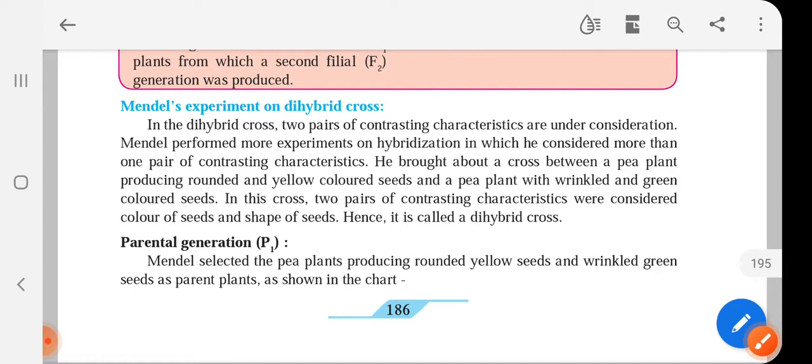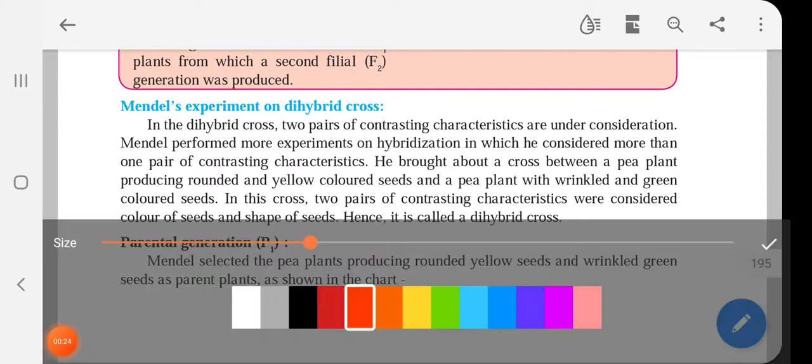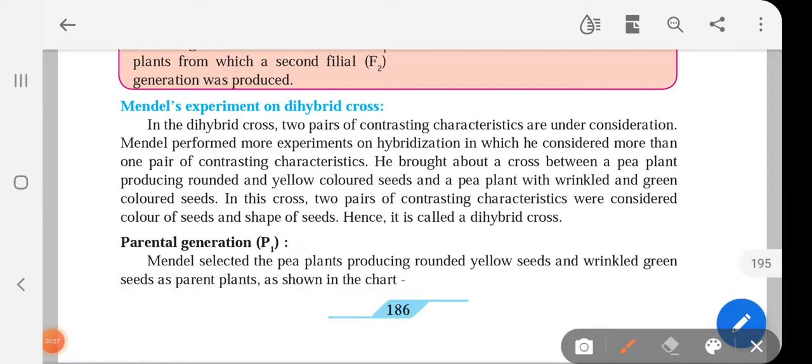Dear students, in the last lecture we had a discussion on Mendel's monohybrid cross, and today we are going to discuss Mendel's dihybrid cross. So on the same scale as the monohybrid cross, today we are going to discuss the dihybrid cross. In the dihybrid cross, two pairs of contrasting characteristics are under consideration.